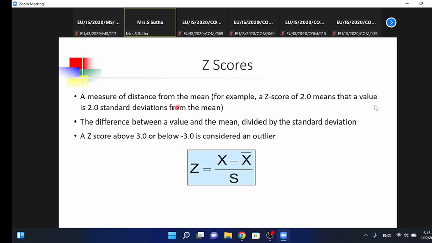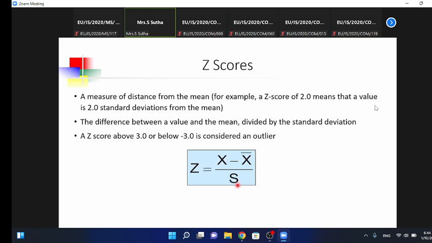So this is a measure of distance from the mean. For a value, we have to identify the corresponding X value. What will be the Z-score? We need the mean of all the X values and the corresponding standard deviation. So this is also one of the variation measures we are calculating. It is the difference from the mean value divided by the standard deviation.